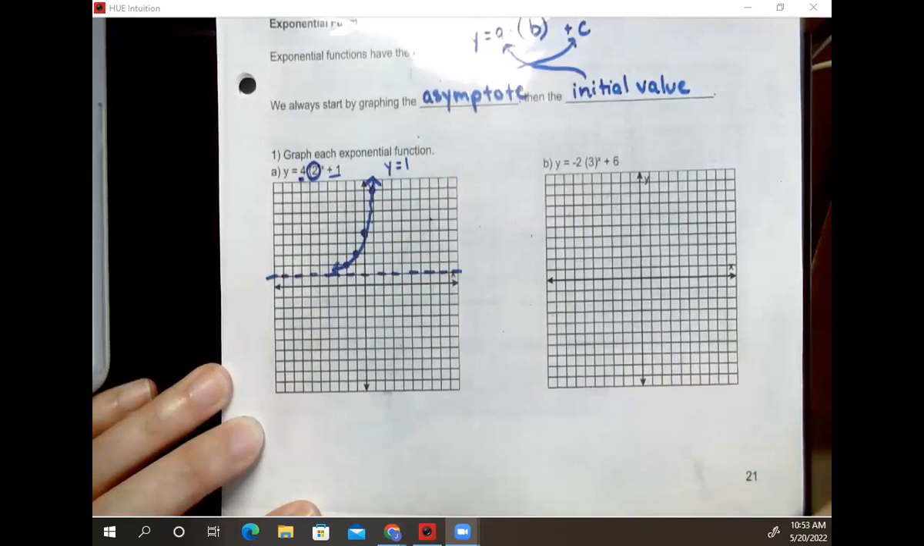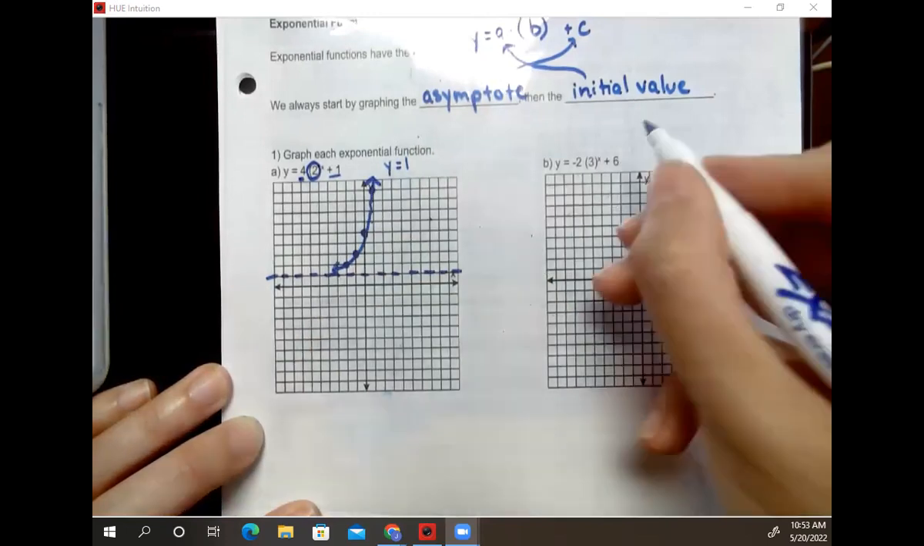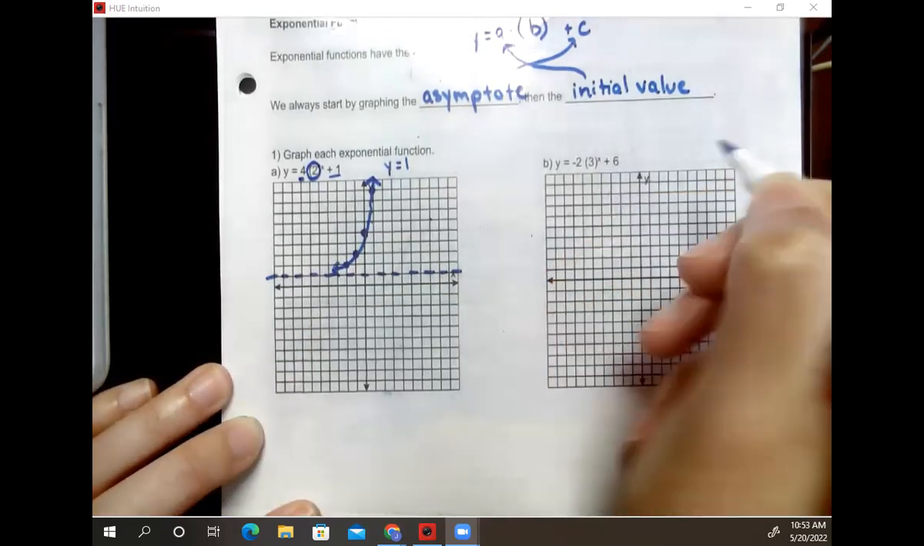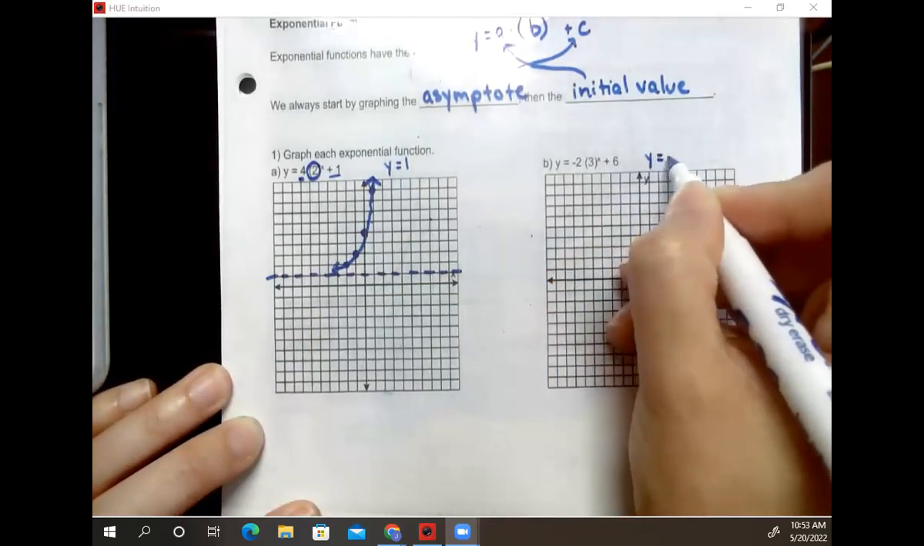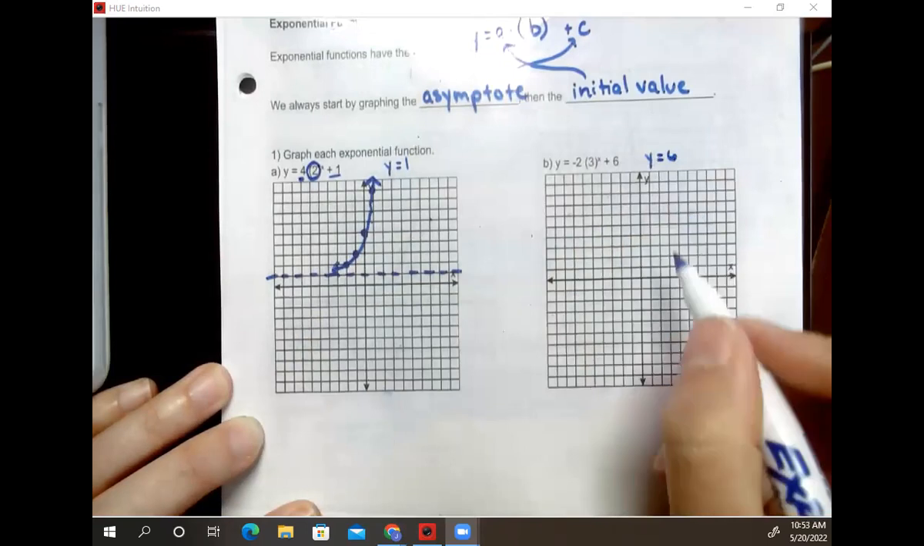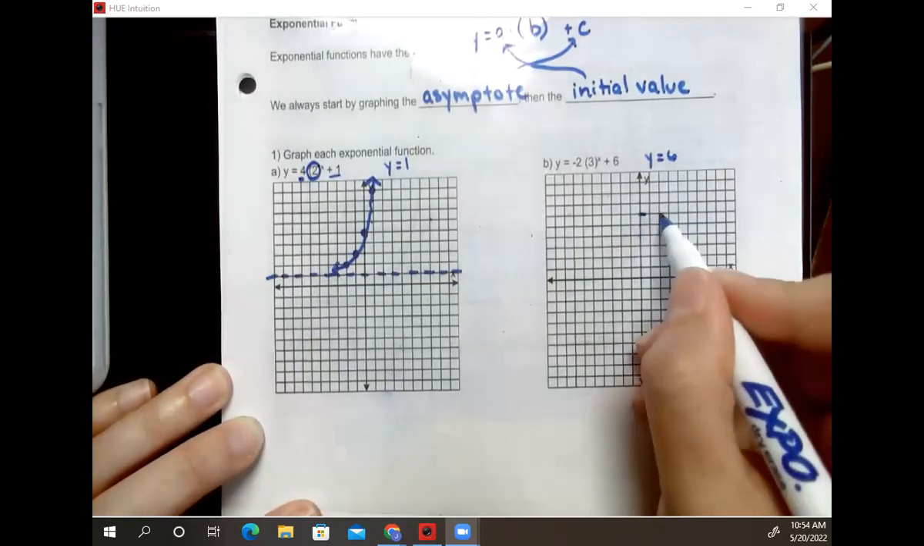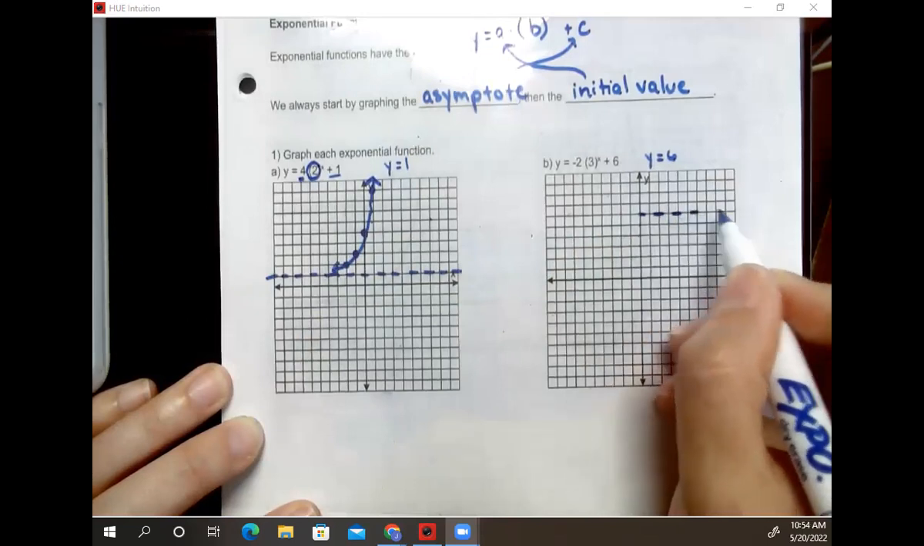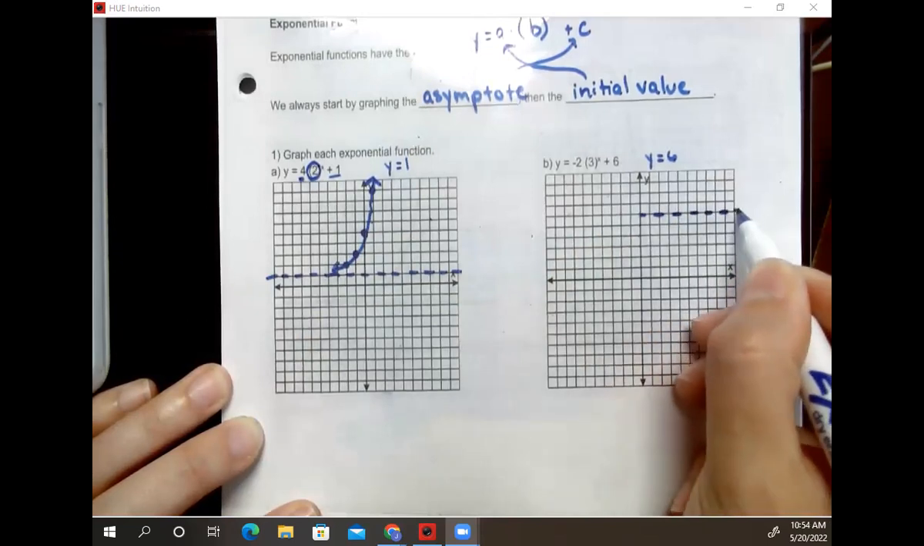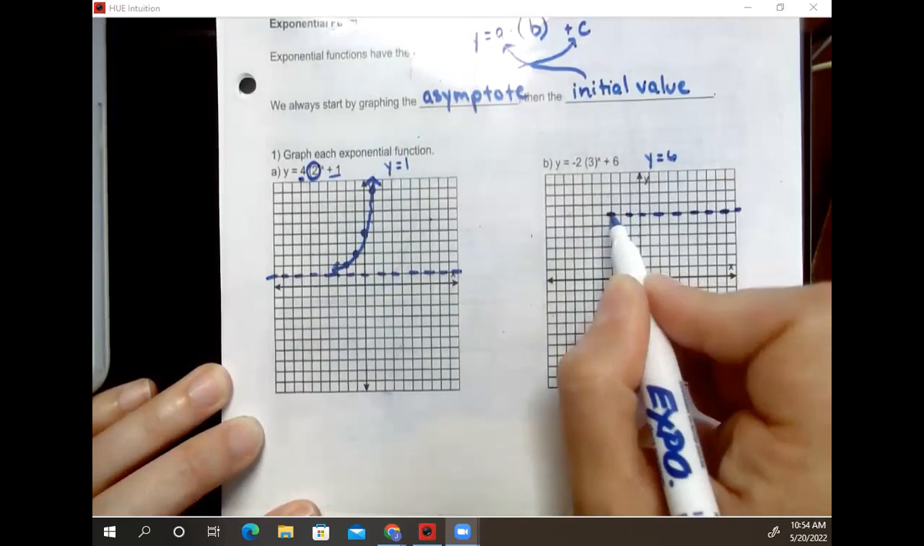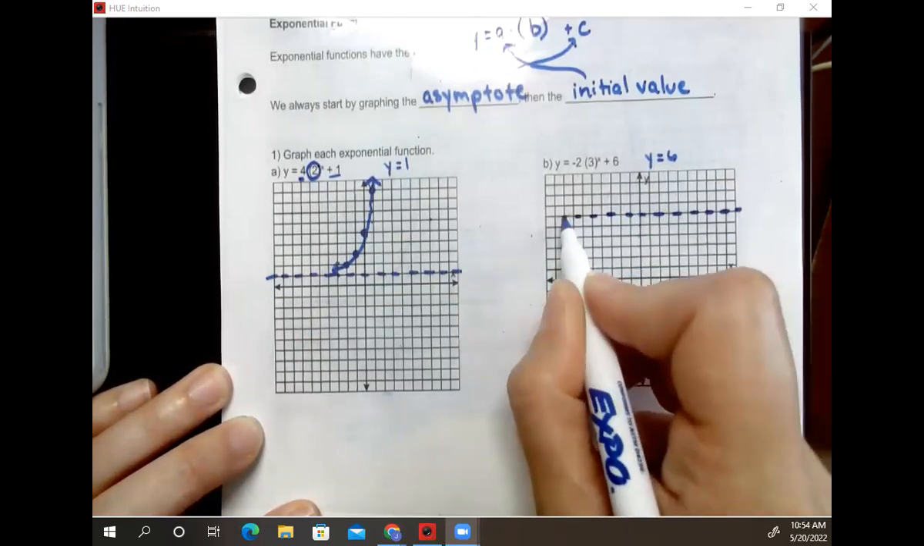Questions for me on A? Okay. B, same idea. We're going to start with our asymptote. So I look at the end of my function and I see a plus 6. That means my asymptote is at y equals 6. So I'm going to go to 1, 2, 3, 4, 5, 6 on the y-axis and sketch in my asymptote. I like dashed lines for asymptotes, but if you want to do a solid line, that's fine too. The important thing is that it's on your graph.